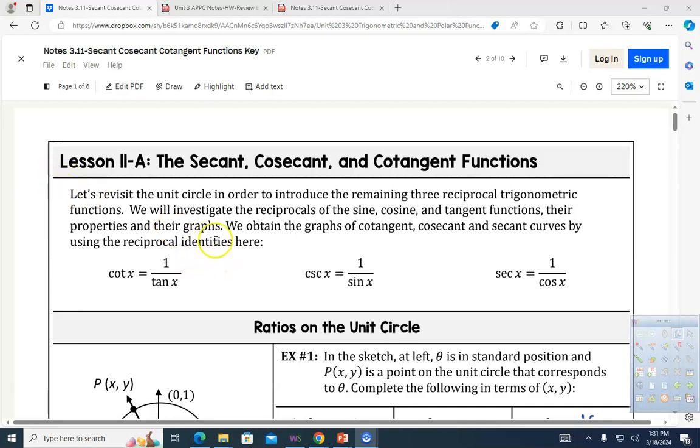All right, some quick things to remember. We are going to look at secant, cosecant, and cotangent functions. We're going to go back in time just a little bit and see if we can't make your life a little bit easier. All right?